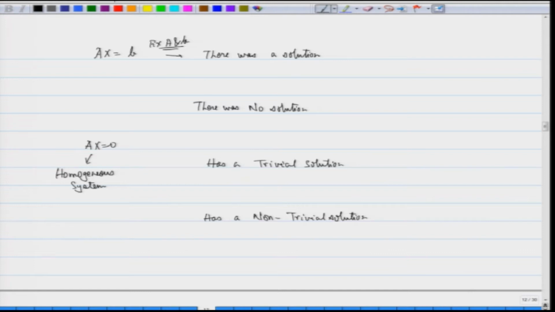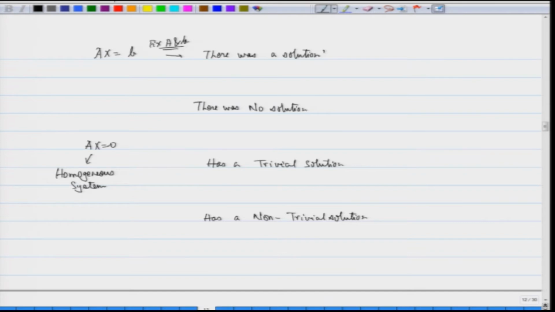Not only that, if you remember, when A was a square matrix, then having a trivial solution was equivalent to saying that there was a solution for every choice of B. So, all those notions were there and we tried to understand them. Now, we would like to understand those ideas using vectors.